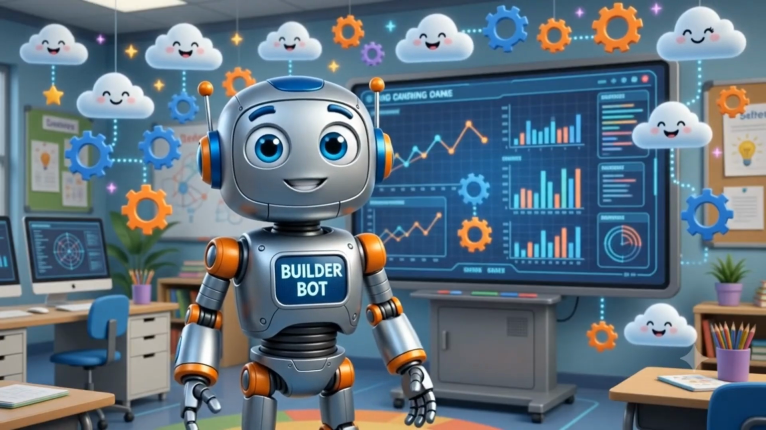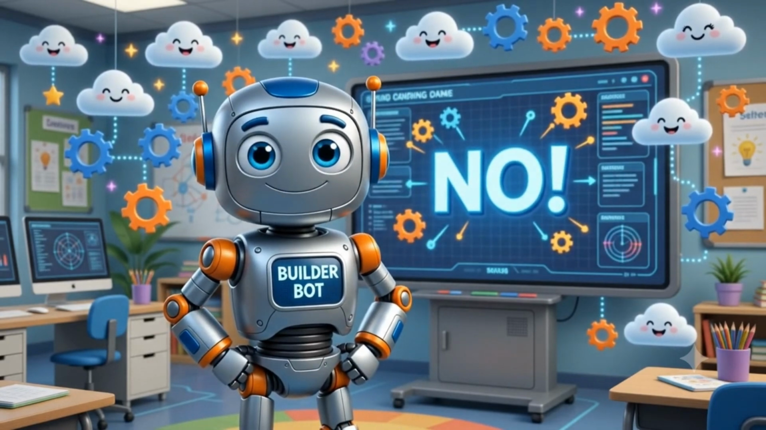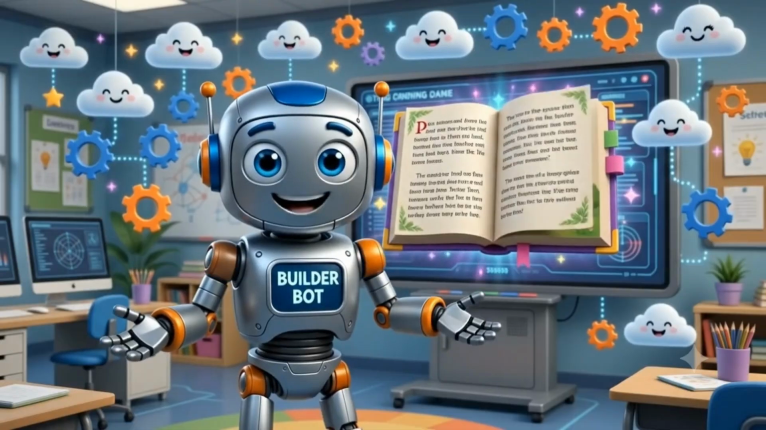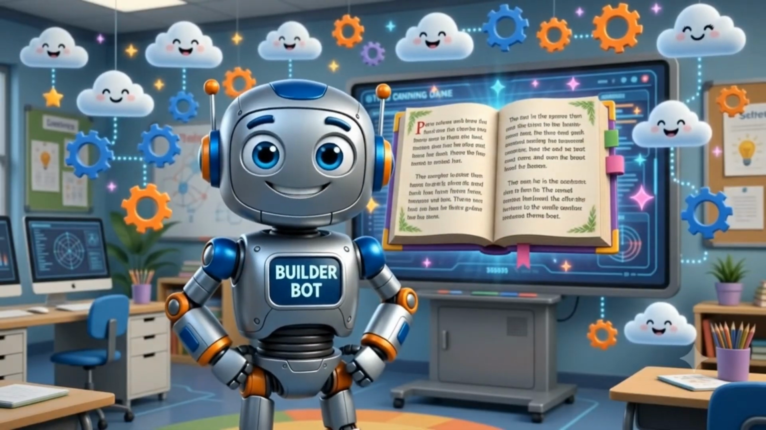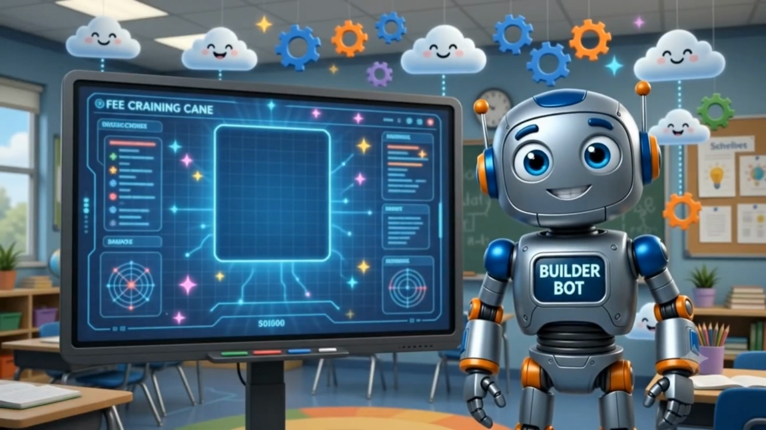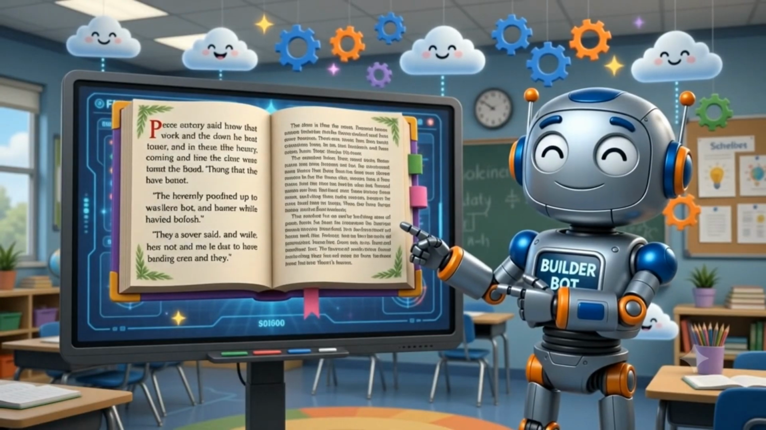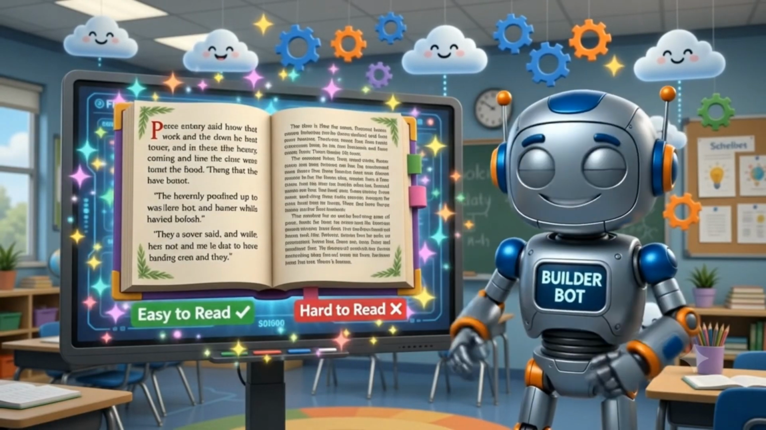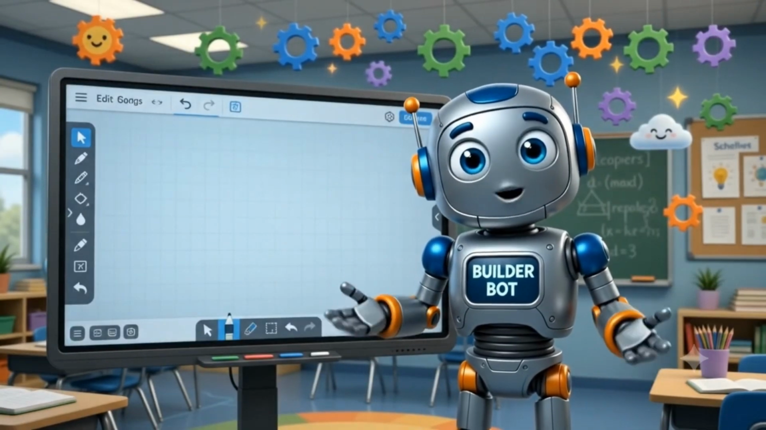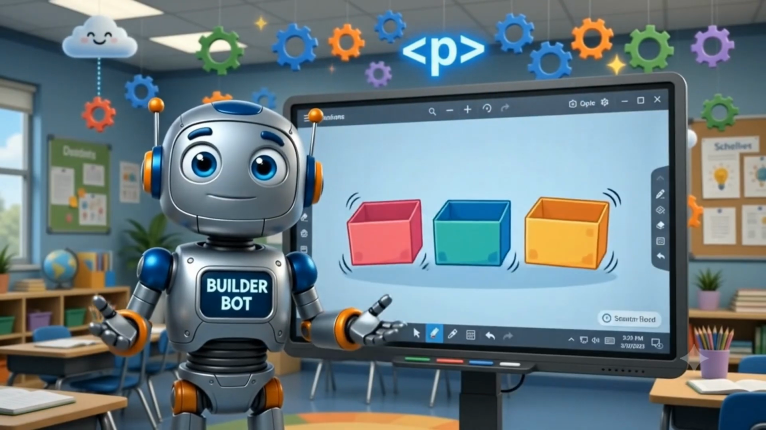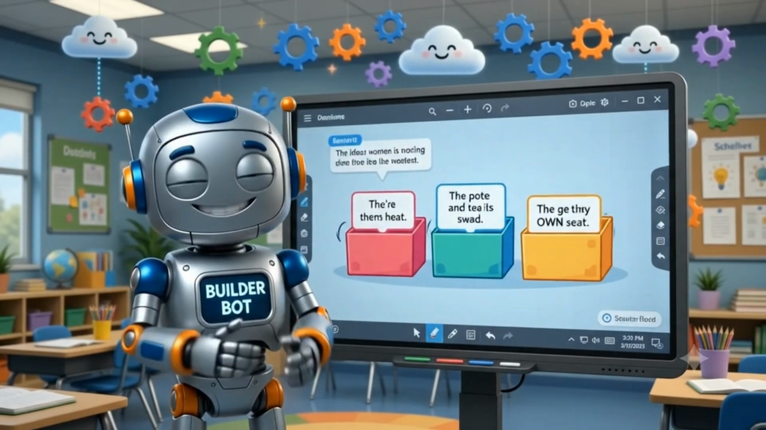Think about your favorite storybook. Does it have one giant wall of words? No! It has paragraphs, little groups of sentences, each talking about one idea. There's a gap between paragraphs so your eyes can breathe. The P tag does exactly that on a web page. Every time you use a P tag, you're saying, this idea gets its own seat.